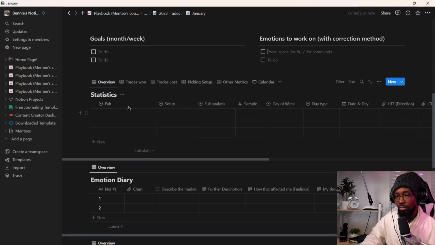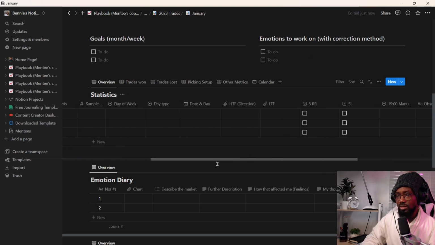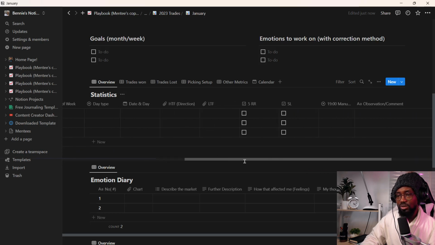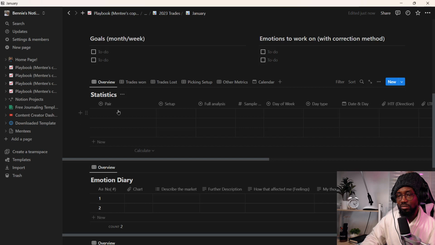Then coming forward, you have the actual data. So like I told you, you can leave this as simple as you can. You can add, you can subtract, but everything here is self-explanatory.